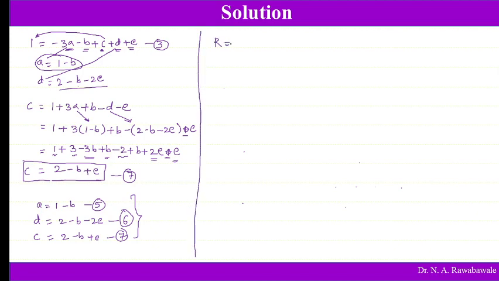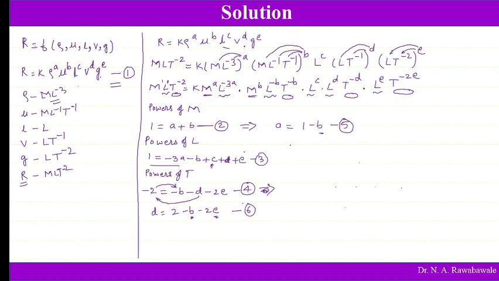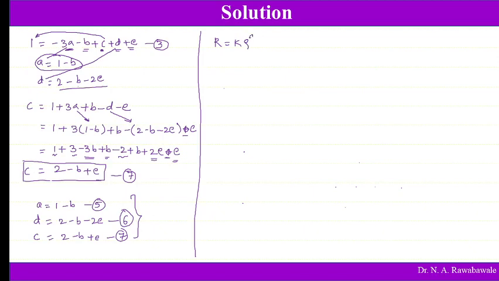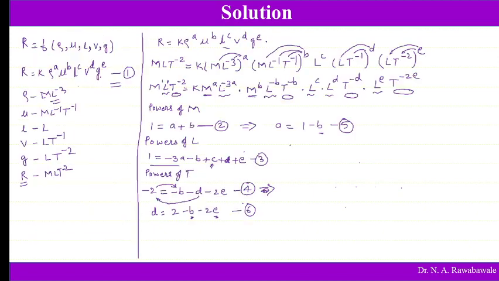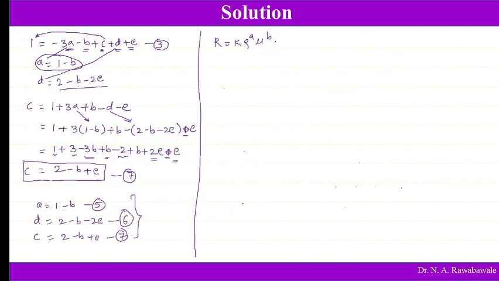R is equal to k rho to the power of a, mu to the power of b, then l to the power of c, v to the power of d, g to the power of e. Okay, so this is equation number 1.